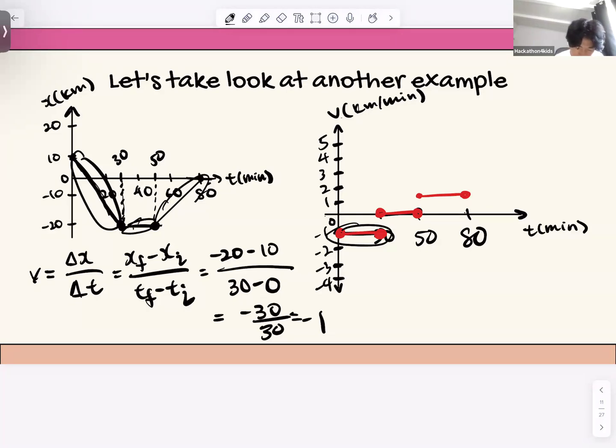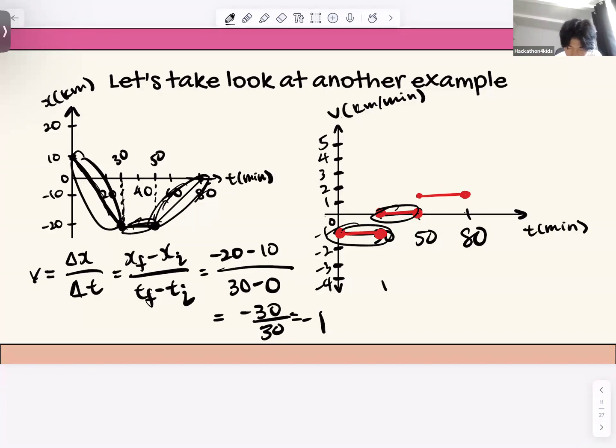And then on this straight line here, there is no change in position, right? He just stays at -20 kilometers, right? So the velocity here would be 0 because he's not going anywhere, okay? So that is also correct. And this final line here, it's going up, right? So the velocity would be positive here.